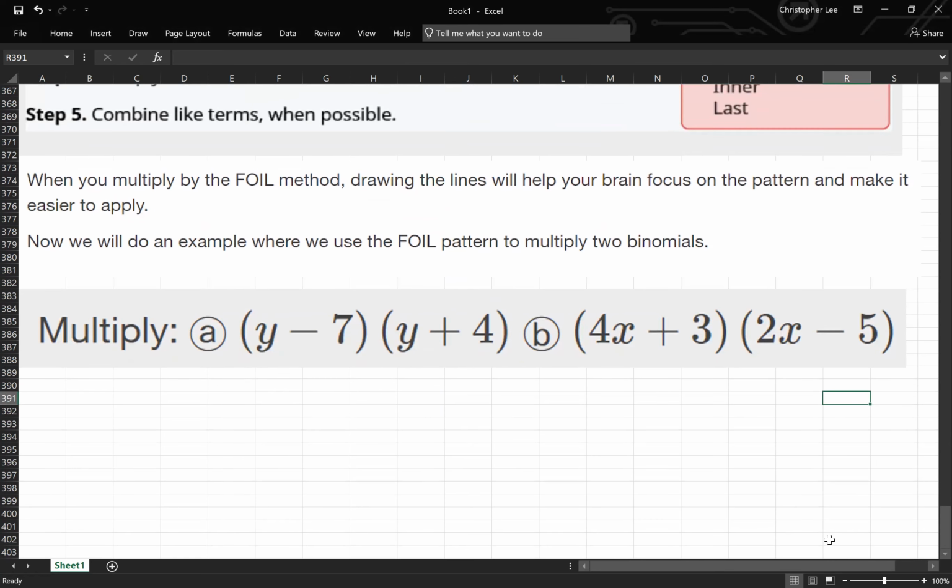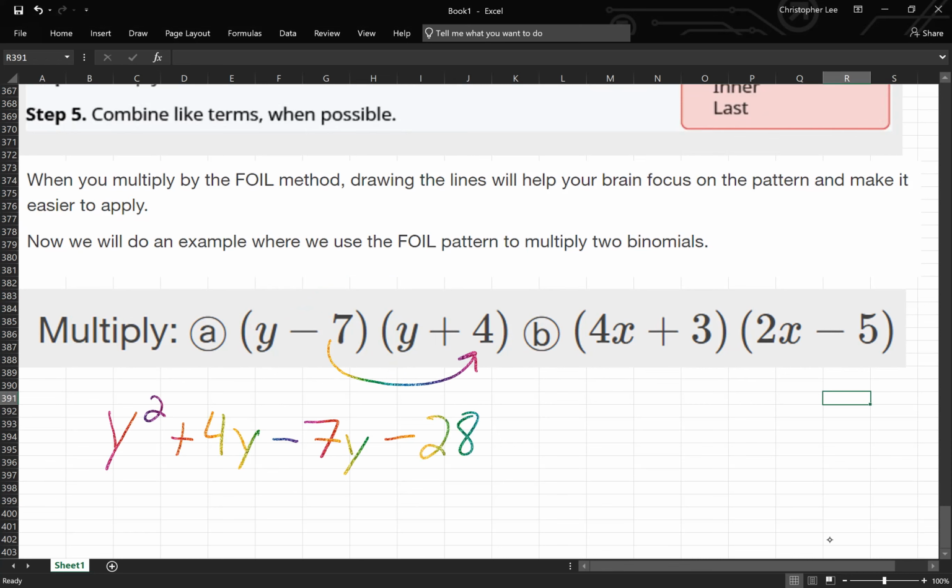Nothing crazy here. Same thing that we've been doing before, right? I'm going to multiply the y times y. That's going to give me what? y squared. Then I'm going to multiply the y times a positive 4. That's going to be what? Positive 4y. Then I'm going to multiply the negative 7 times y. That's going to give me negative 7y. And then last, I'm going to multiply the negative 7 times 4, which is going to give me, oh boy, negative, what is that, 7, 7 is 14, 28.